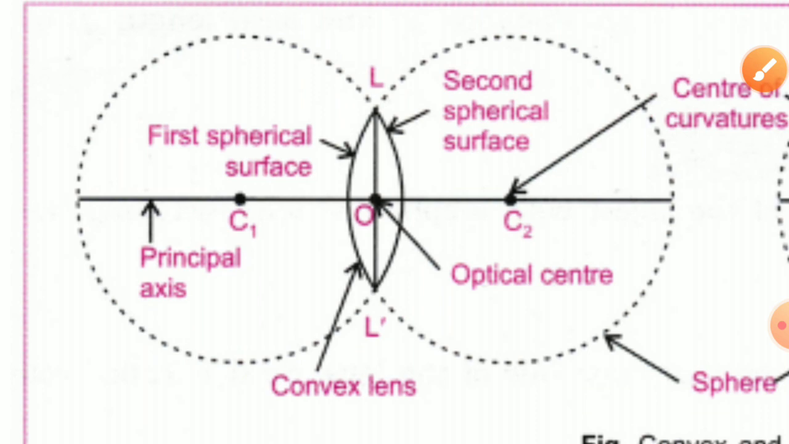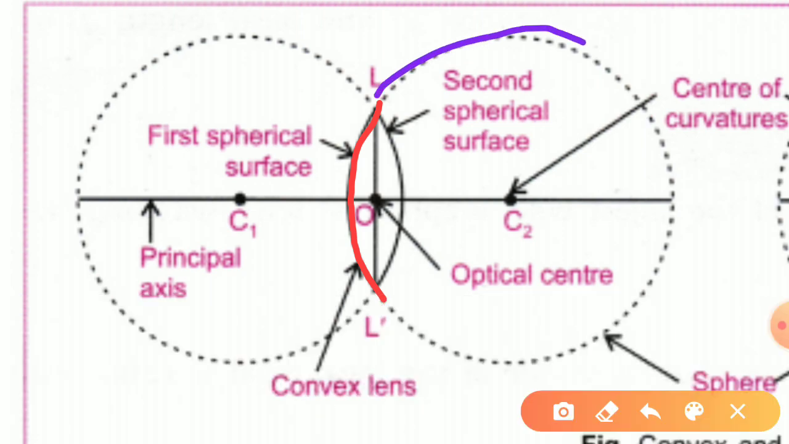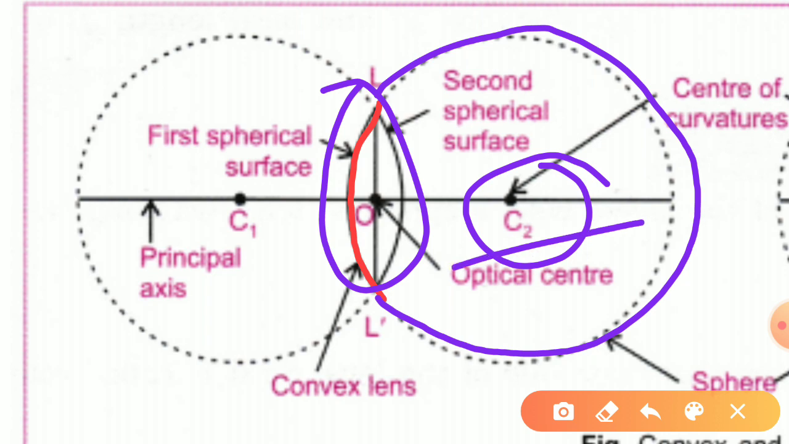See again, this curved surface may be regarded as a part of this sphere, and the center of that sphere of which the curved surface is a part is known as the center of curvature.